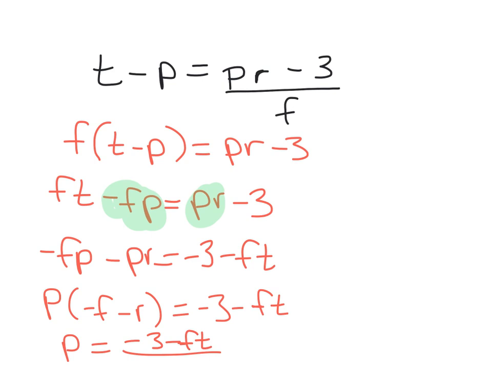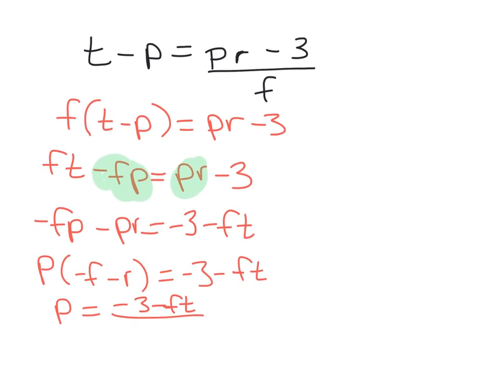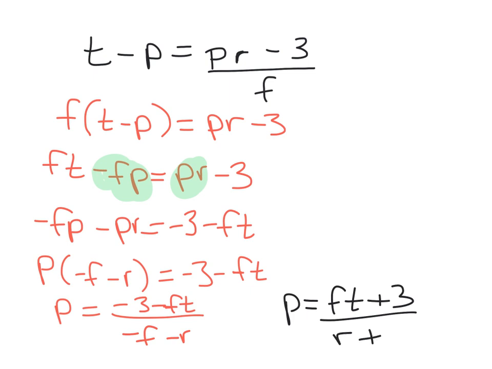And so that will give me p equals minus 3 minus ft over minus f minus r. Alternatively, you could have had p equals ft plus 3 over r plus f.